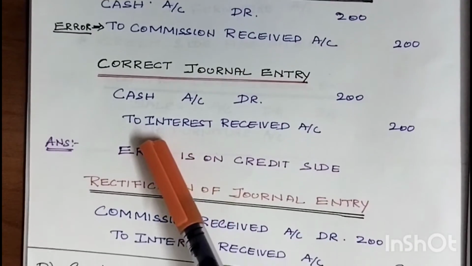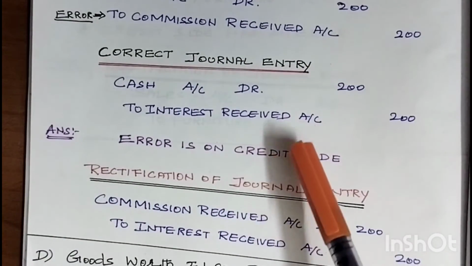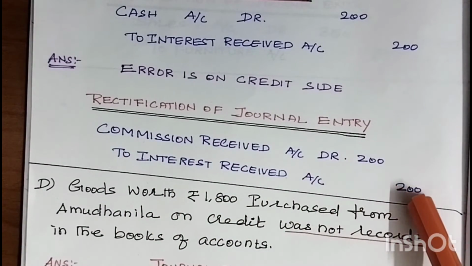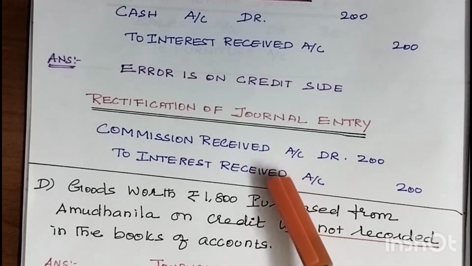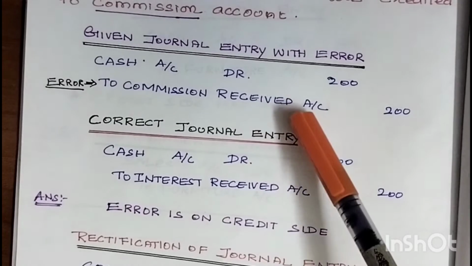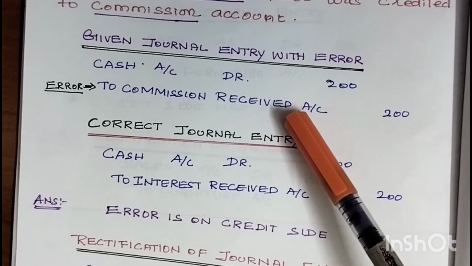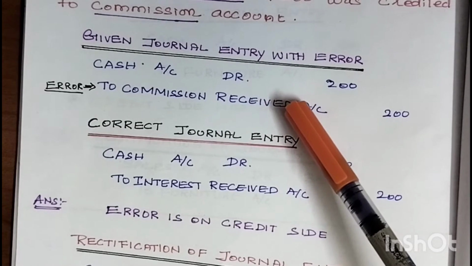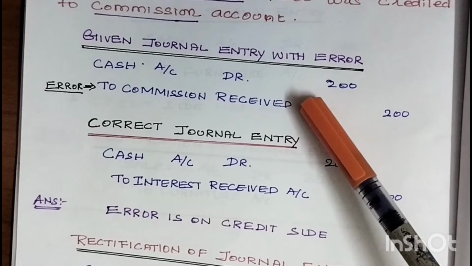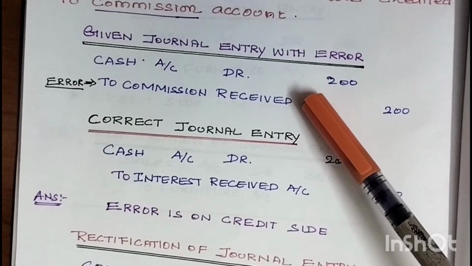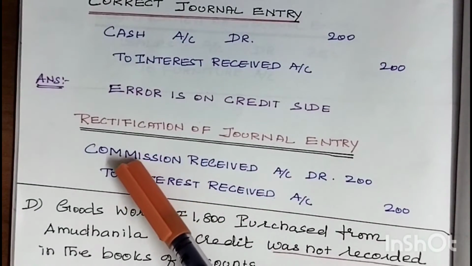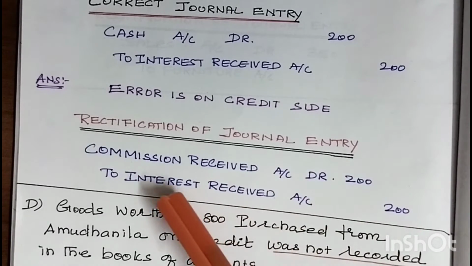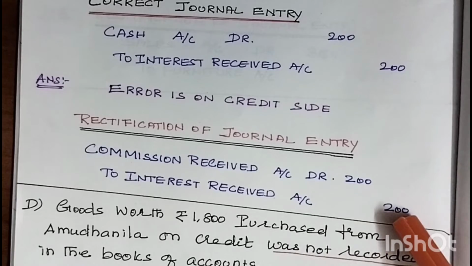So where is interest received? It is on the credit side. So on the credit side, first you enter interest received account 200 rupees. Then we have to find which side we have the error. We have the error on the credit side, so we have to debit it. Then only the error will be rectified. So on the debit side, you enter commission received account debit 200 rupees to interest received account 200 rupees.